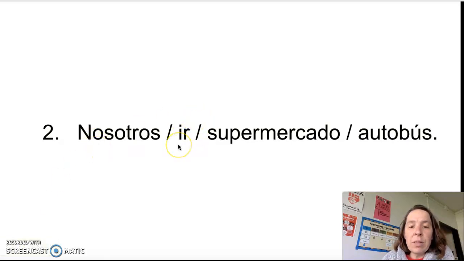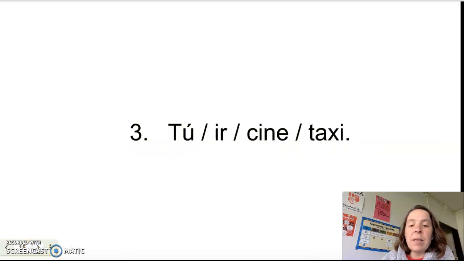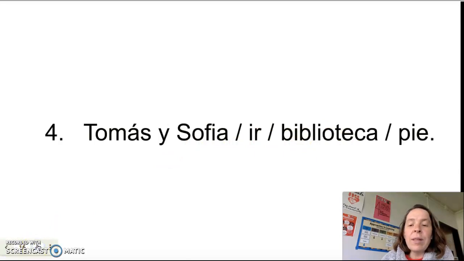Nosotros vamos a el supermercado. So it would be nosotros vamos al supermercado en autobús. Número 3, pause and do this alone. Número 3, the correct answer is tú vas al cine en taxi. Número 4, do this alone and pause. Número 4, Tomás y Sofía van a la biblioteca a pie.